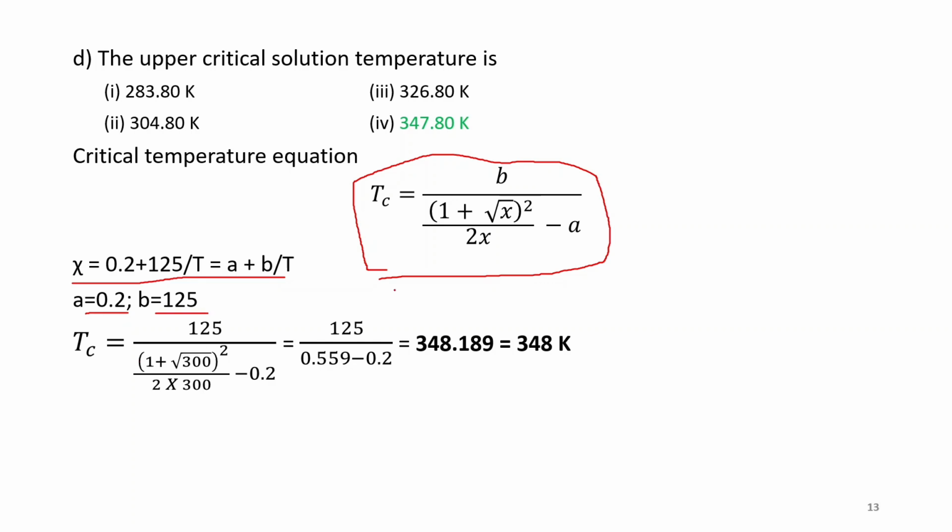So we can put in this critical temperature equation b, which is 125, divided by (1 plus root of x) whole square, where we already know the number of polymeric segments is 300, so under root of 300 whole square, divided by 2 into x, which is 300, minus a, which is 0.2. When we calculate it, we get 348 Kelvin, which is our option number 4, which is 347.8 Kelvin, right?